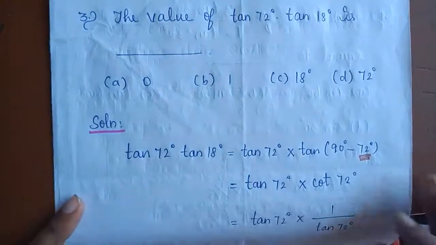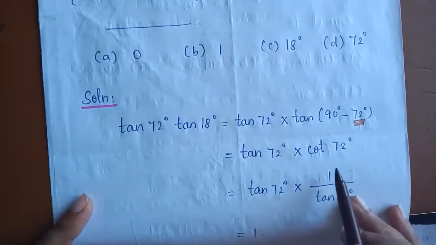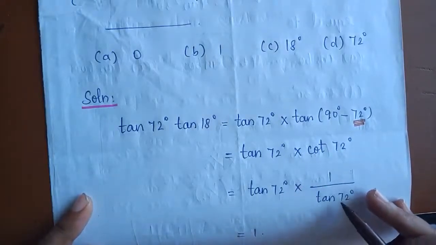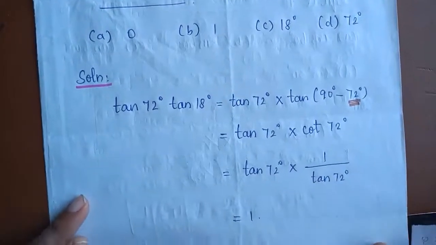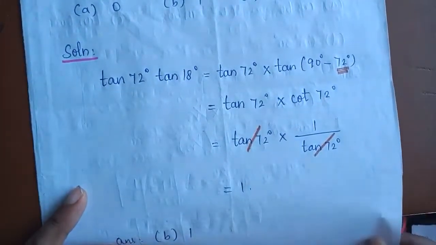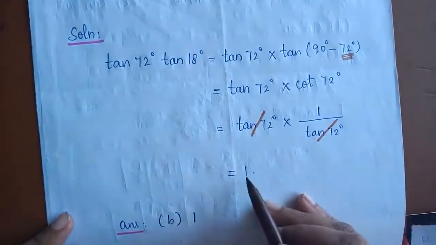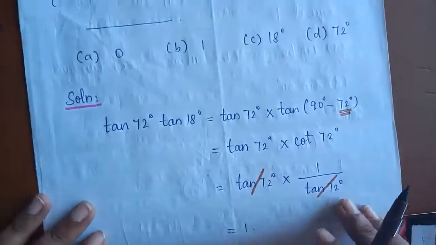So cot 72 degree. Then by the trigonometric ratio we know 1 by tan theta is equal to cot theta. So tan 72 degree into 1 by tan 72 degree. So tan 72 degree gets cancelled. You get the value is 1. So the correct answer is option B, 1.